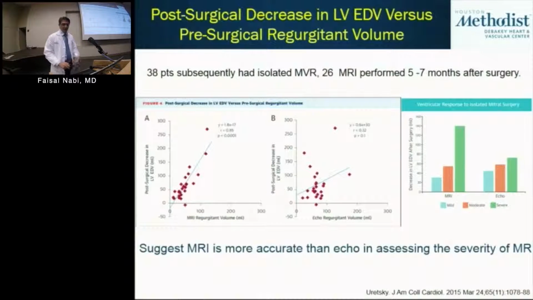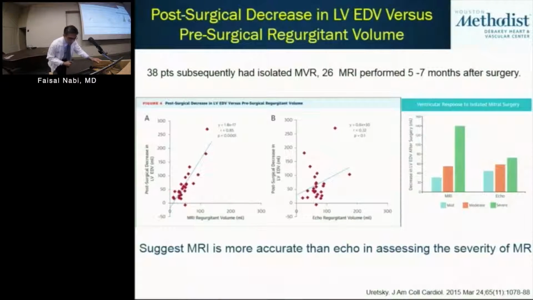What was interesting about this technique was that about 38 of these patients went on to have mitral valve repair or replacement, and of these, 26 actually had an MRI performed 5 to 7 months later. I think the concept is their theory that, let's say you have 60 mL of regurgitant volume from MR, theoretically your left ventricle should dilate by at least 60 mLs to handle this load. So the idea is to see what change in end diastolic volumes occurred in patients who followed up post-surgery, to see, as the heart remodeled, whose volumes it more closely matched: the regurgitant volume from the transthoracic echo or the regurgitant volume from the cardiac MRI.